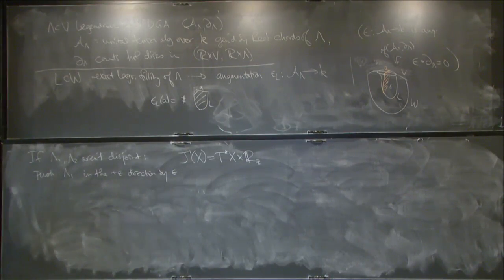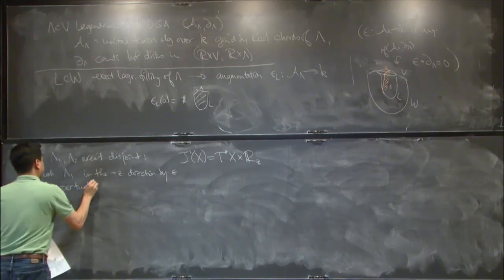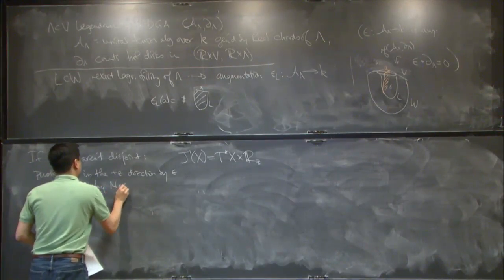And this is sort of horribly non-generic. So maybe to make this generic, you have to do some further perturbation. So you have to perturb by maybe some Morse function on the Legendrian. So also plus perturb by Morse function.